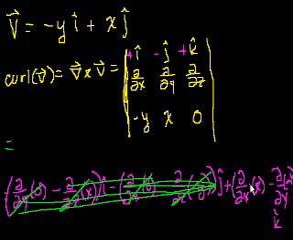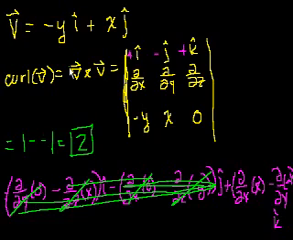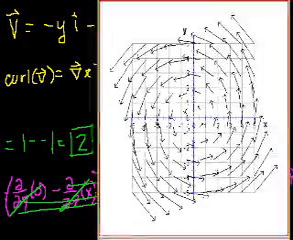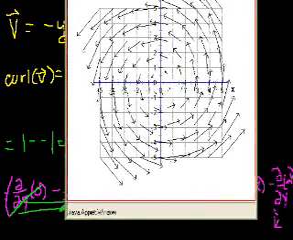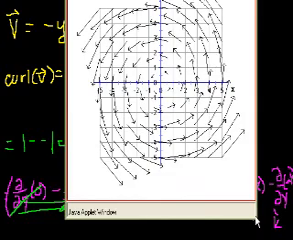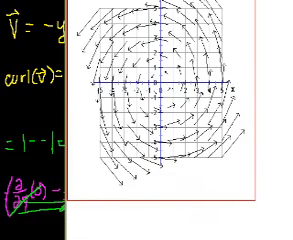So this is equal to the partial derivative of x with respect to x. Well, that's just 1. Minus the partial derivative of minus y with respect to y. Well, that's just minus 1. So it equals 2. So the curl at any point of this vector field is 2. Let's see what this vector field looks like, and let's see if our intuition holds in this example. And let me try to make the window a little bit bigger.